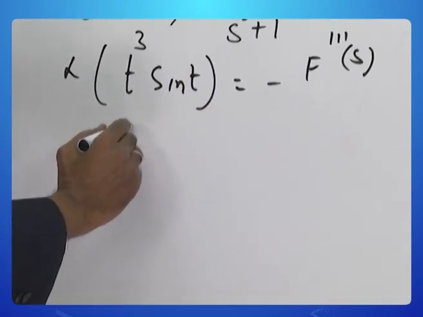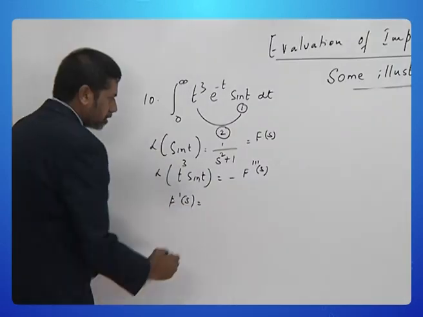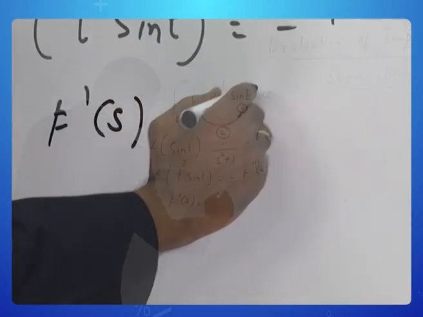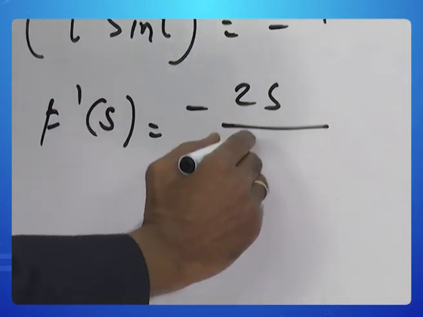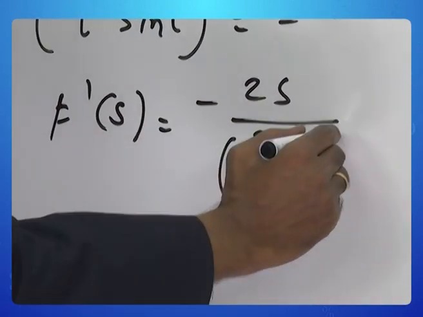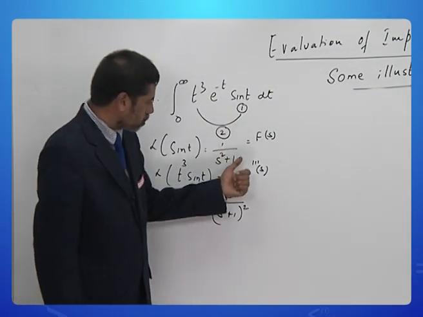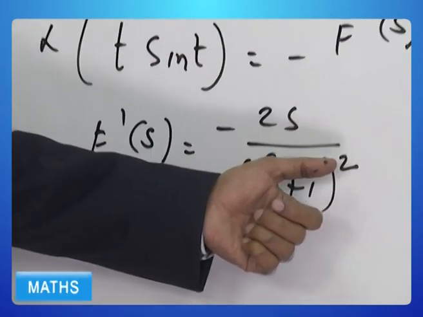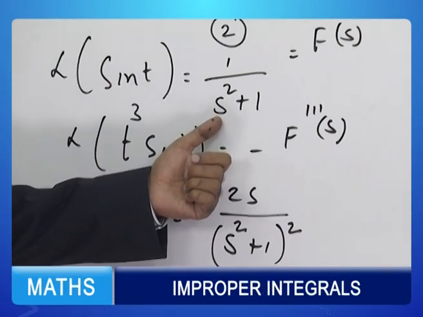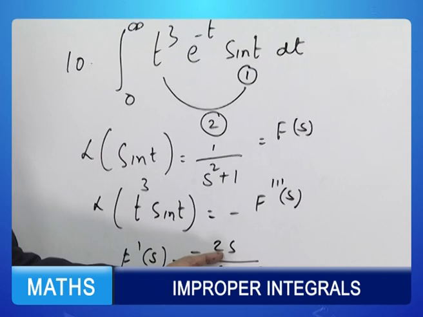Let us begin with f dashes. This is a straightforward differentiation and you will get minus 2s by s square plus 1 whole squared, right? Because the derivative of 1 by s square plus 1 is minus 1 by s square plus 1 whole squared into the differentiation of s square plus 1, which is 2s.